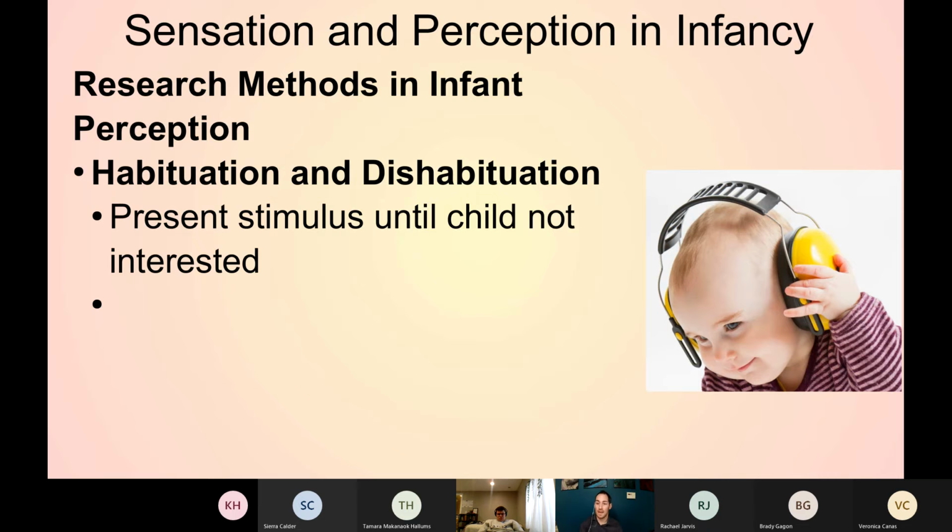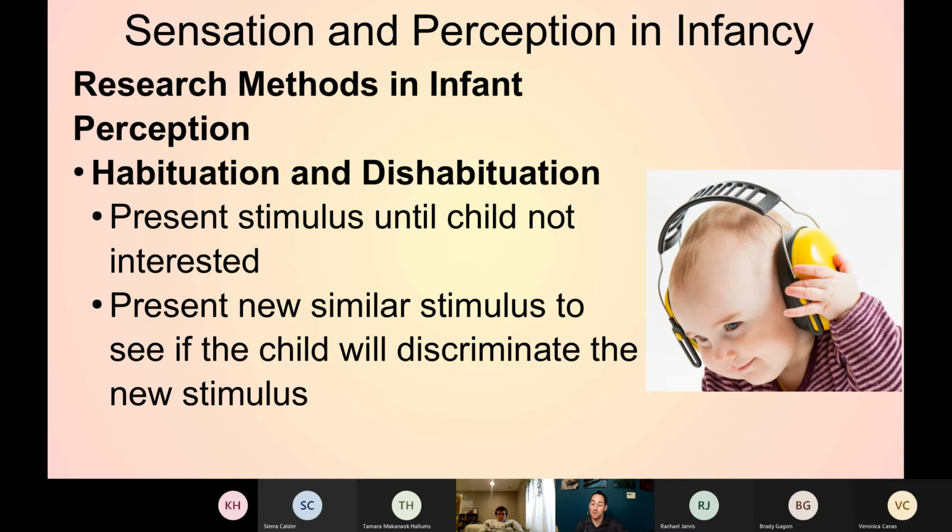And if they now interact with the new color, it might suggest to us that they can probably tell a difference between those two things. So that's habituation: we present a stimulus, see if they get bored with it essentially, and then present a new stimulus, see if they're still bored. If they're still bored, they probably can't tell the difference between them. If they act differently towards the new stimulus, it suggests that they can probably tell a difference between those two things.